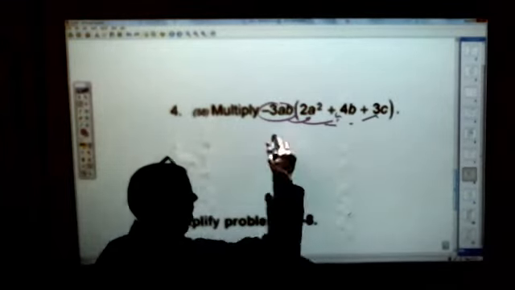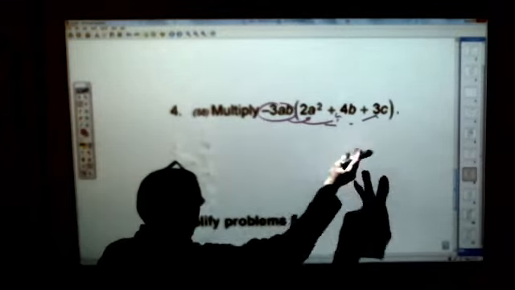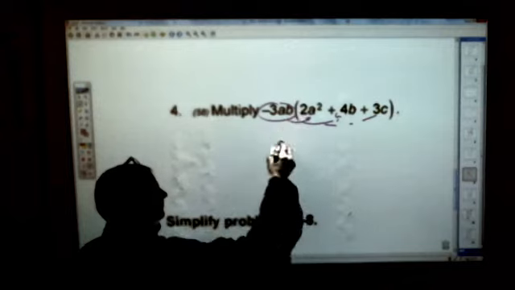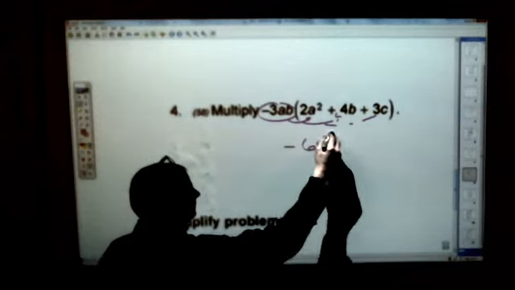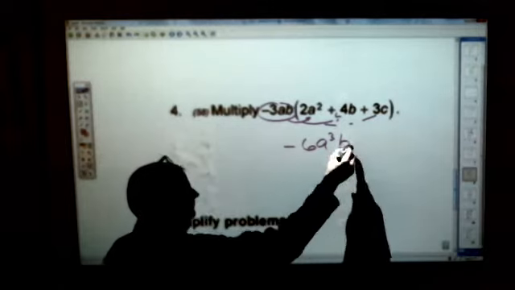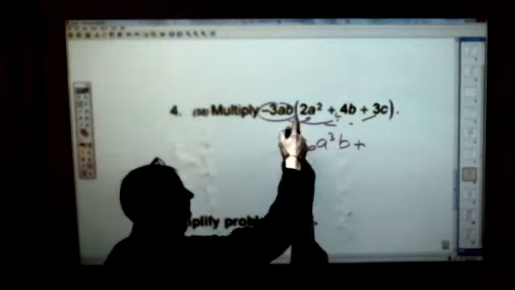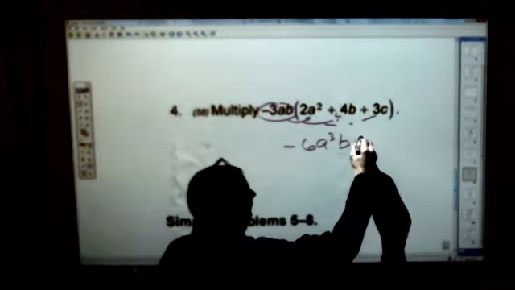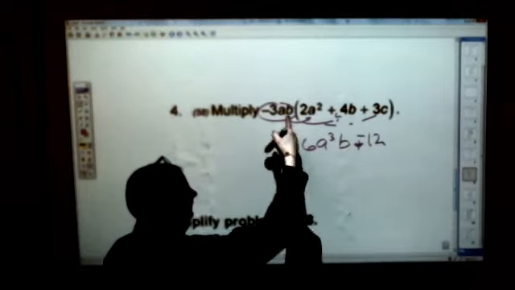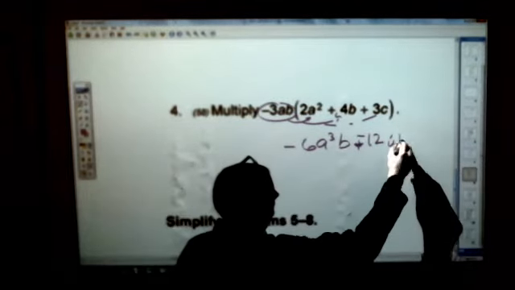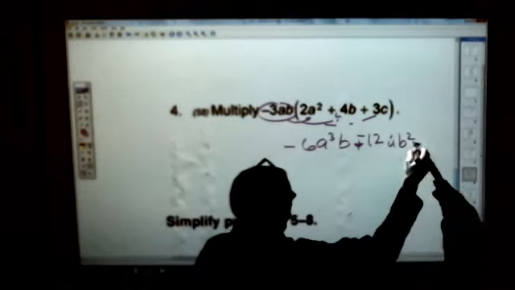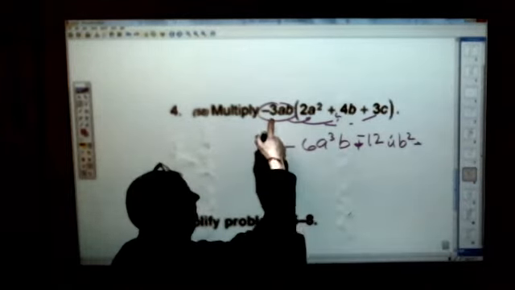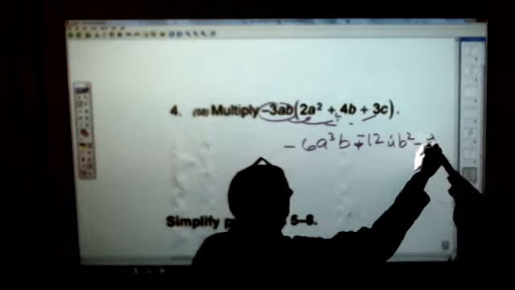Distributive property, again, you just multiply this term on the outside times everything. Negative times a positive is a negative, 3 times 2 is 6, a times a squared is a cubed. B has no friends. Negative 3 times 4 is a negative 12, sorry. AB squared. And negative times another positive is another negative. 3 times 3 is 9.